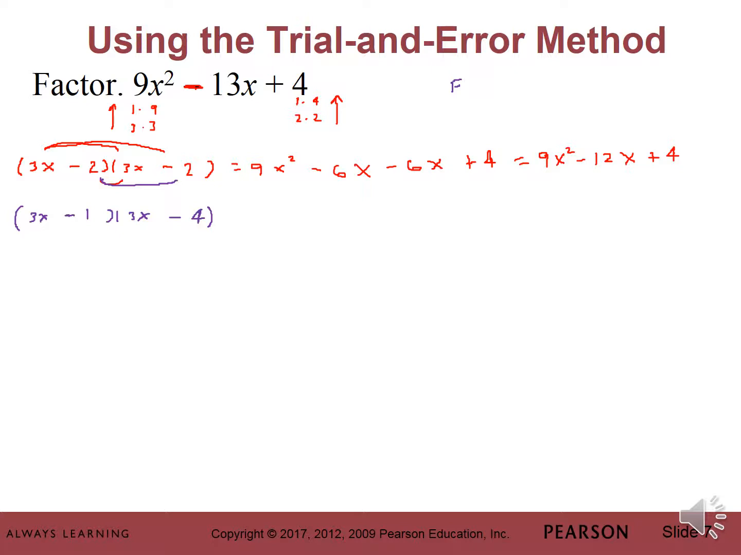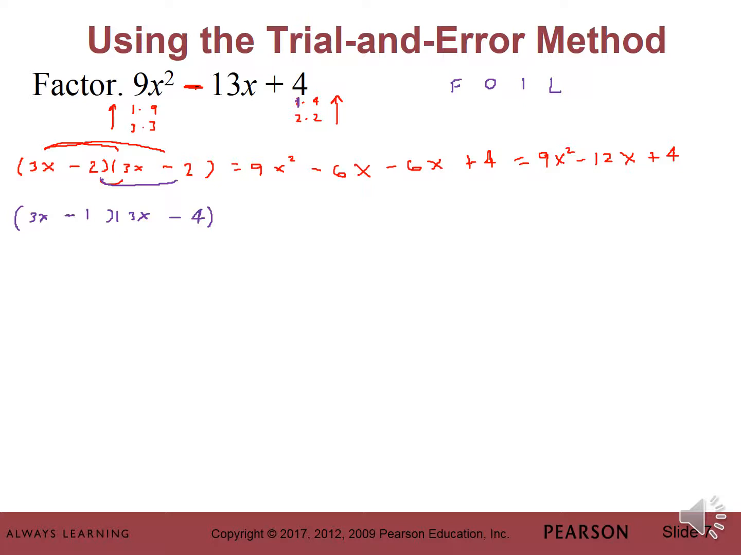Okay? So basically, in FOIL, the product of the first terms, we know that we got that right, 9x squared, because we're only going to try 3x and a 3x, or a 1x and a 9x. Outsides and insides, that's what matters, because the product of the last terms also does not matter. We know we're going to get that right, because we've already decided we're only going to put under trial here the 1 and the 4 and the 2 and the 2.